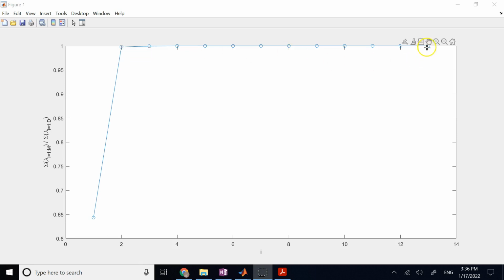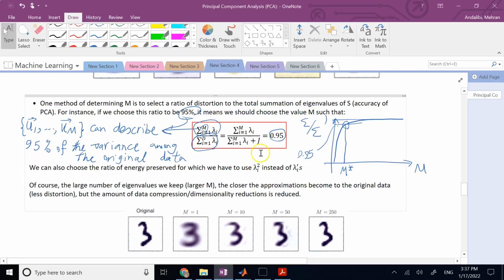So I have 13 dimensions, but guess what? Only the first two are literally responsible for all of the variations. The other 11 are not doing anything, so I can discard them. So what number is good for me? M equal 2, because the first two clearly give me a ratio even bigger than 95%, or even if you say 99%, M of 2 is still good for this case.